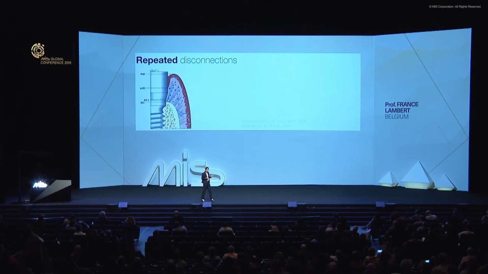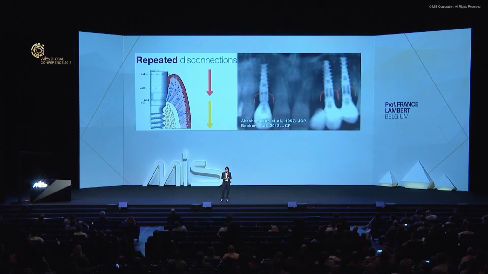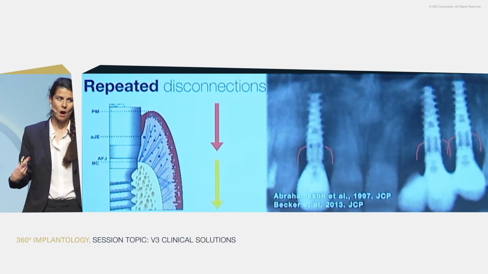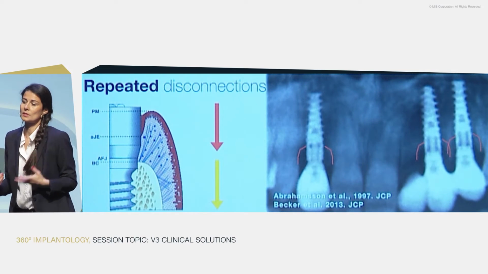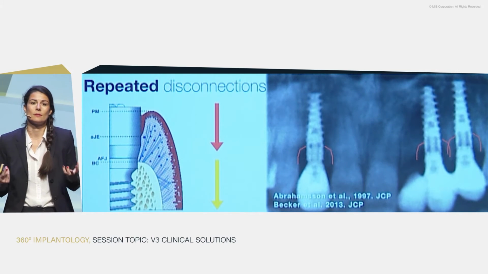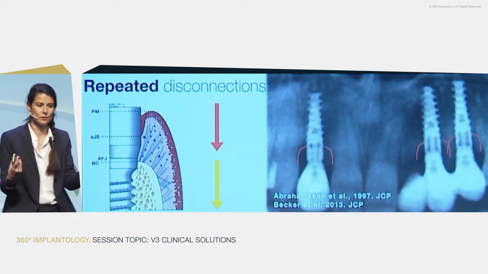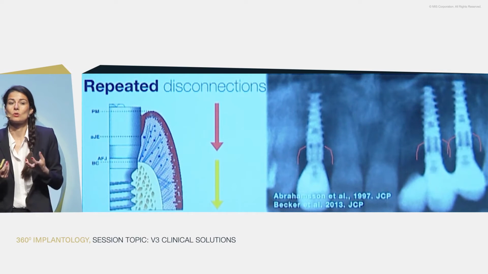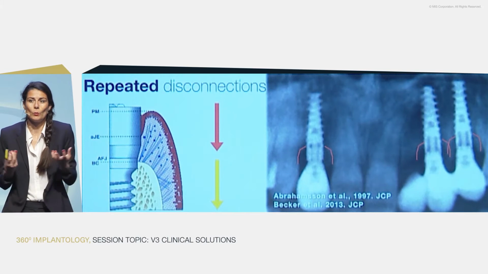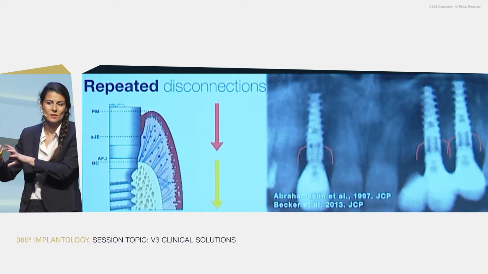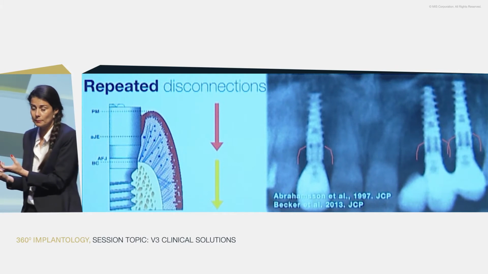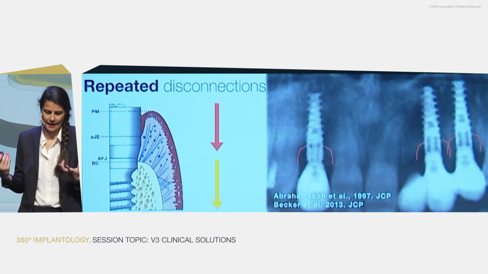So we have to be aware that when we are doing a repeated disconnection of the abutment at the bone level, we have a reapicalization of the biological width, and this leads to a bone loss, at least when the abutment that is replaced is not cleaned. Or we can also take care when we remove it to put it in saline, so that the cells that are sticking to it are not dying.